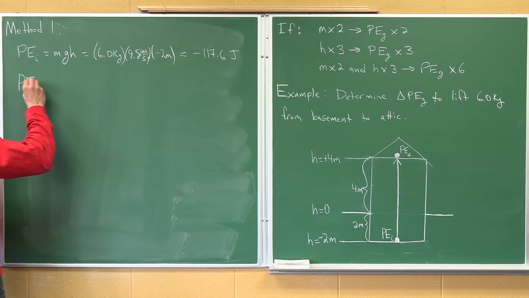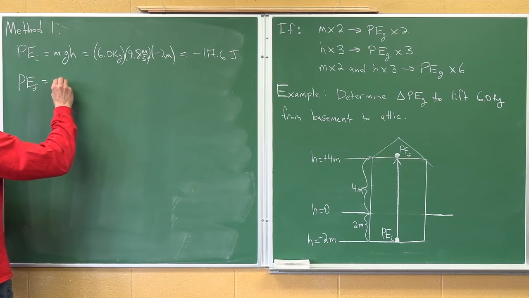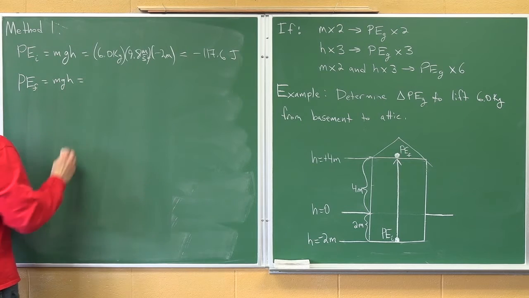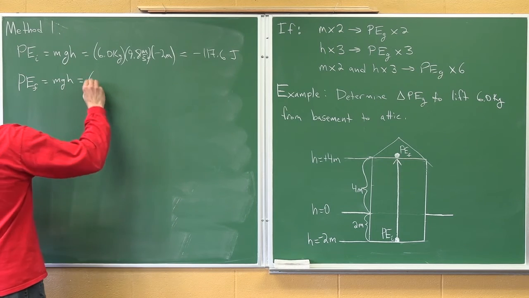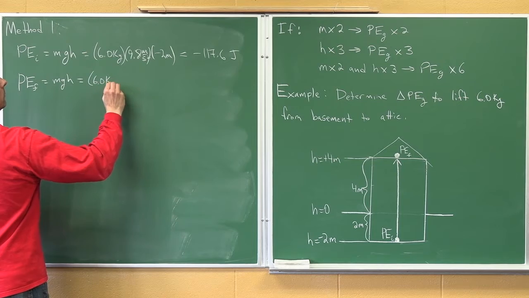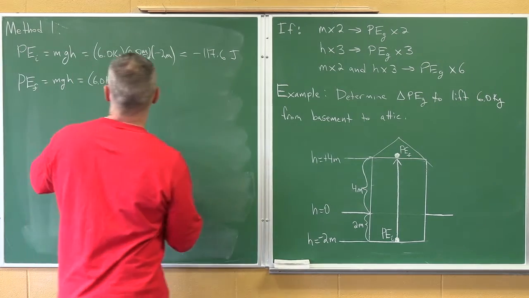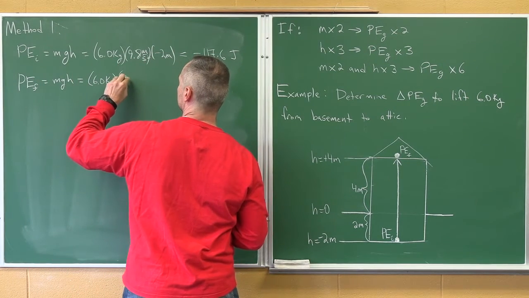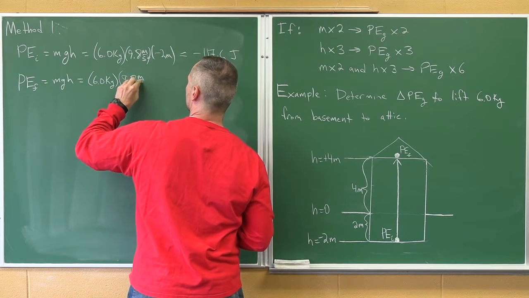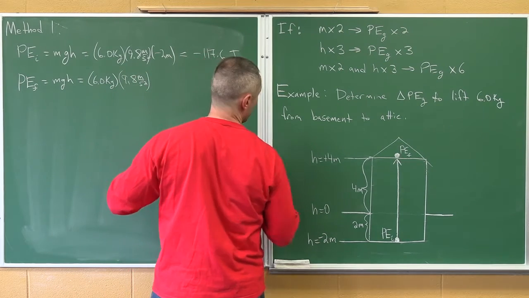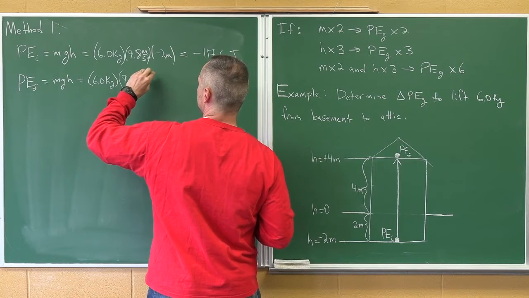What's the final potential energy? Again, mgh. So I take my 6 kilograms, 9.8 is G, and now we're at a height of +4 when we're in the attic.